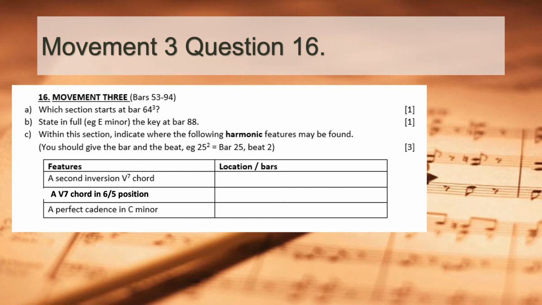Okay, so a second inversion 5/7 chord. Now, in terms of tips, it does depend on the key. So we're going to have to work out what key we're in in order to know what our 5/7 chord is, what chord 5 is in whichever key we're in. But because it's a 7th chord, we know that it's going to be a chord with 4 notes. So that helps us narrow it down a little bit. I suppose some other more tenuous things are the fact that it's quite likely to be followed by a tonic chord.